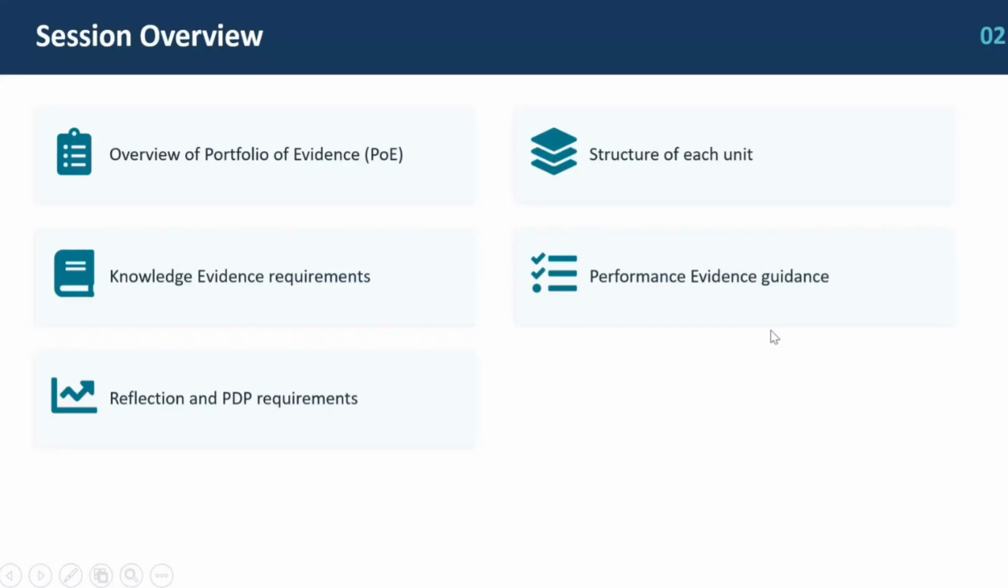For the session overview, in this session we are going to cover everything you need to know about your PoE. First of all, I will explain what the portfolio of evidence actually is. Then we will go through the structure of each unit so you understand how it works. After that, we will focus on the most important part, your knowledge evidence and your performance evidence. You also have your reflections and your personal development plans that you will need to use as performance evidence. After that, we will focus on how you will upload your files on the Atlas.